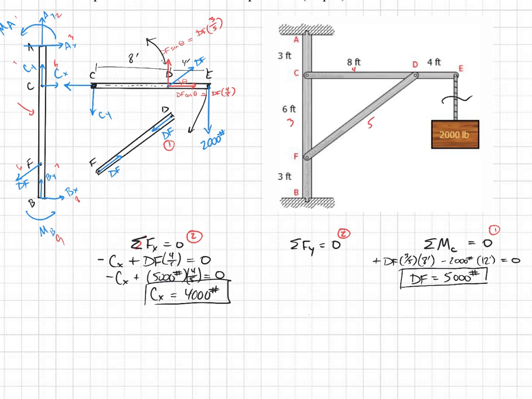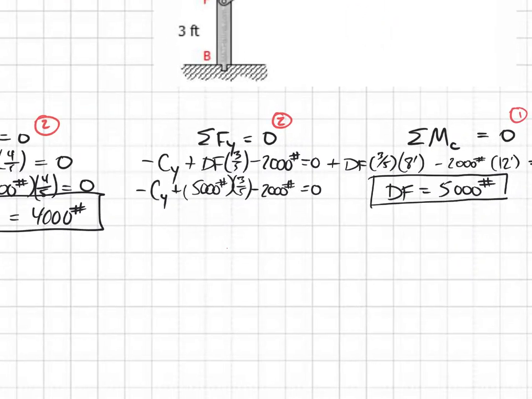Okay, and then we're going to do the verticals. We've got negative Cy plus DF times 3/5 minus 2,000 pounds. Those are all of our forces, equals 0. And so we just need to plug in. So negative Cy plus DF, which is 5,000 pounds times 3/5, minus 2,000 pounds equals 0. Okay, let's zoom in so we can go ahead and solve that. It looks like we're going to get 1,000. So Cy equals 1,000 pounds.